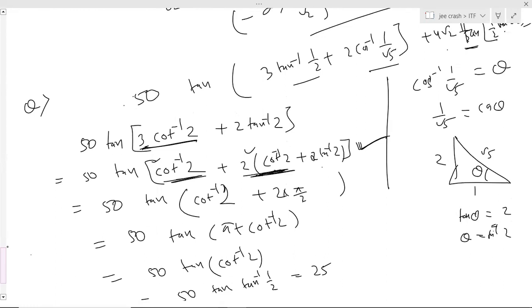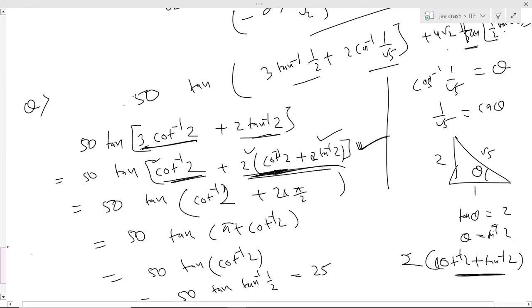And 2 tan inverse 2 we already have. Now if you take 2 common from here, 2 times cot inverse 2 plus tan inverse 2. So this is pi by 2, right? So I just put in the value, and the rest is very simple.